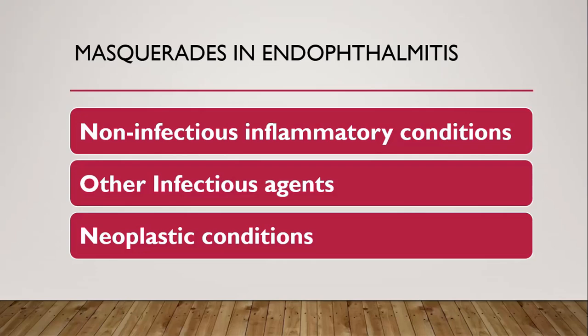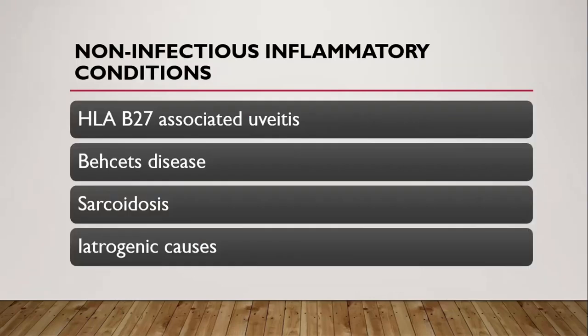So what are the masquerades in endophthalmitis? They are a whole set of diseases. This talk is not exhaustive, so I'm going to touch upon only the more common ones. We can classify them into three different classes: one, non-infectious inflammatory conditions; two, infectious agents other than bacteria and fungus; or three, neoplastic conditions. The non-infectious inflammatory conditions we commonly come across are HLA-B27 associated uveitis, Behçet's, sarcoids, or other iatrogenic causes.